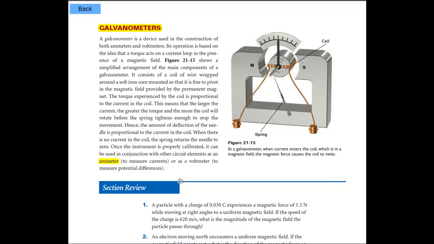Ammeters, which measure currents, and voltmeters, which measure potential differences, are both based on the design of a galvanometer. So know how it's constructed and know what it does and know what else we can make based on its general design. Alrighty, hope that helps.